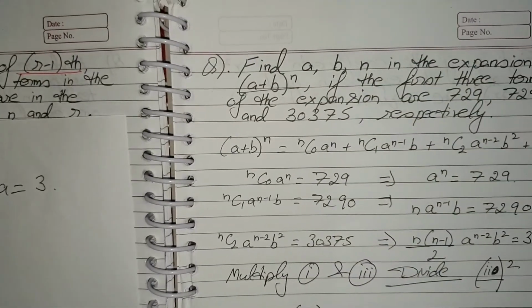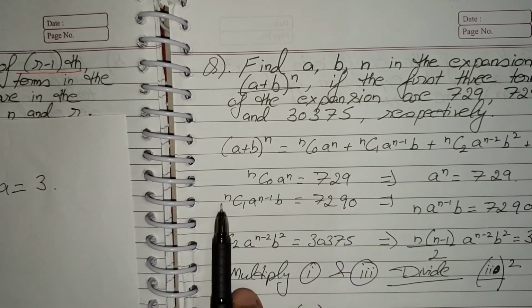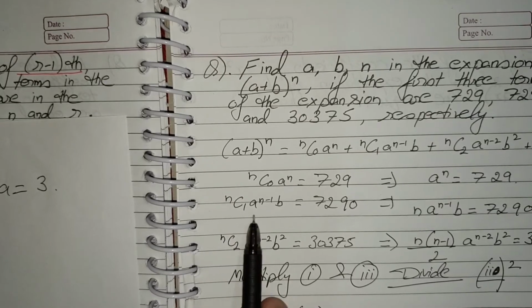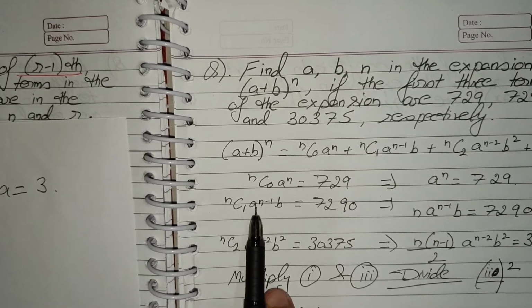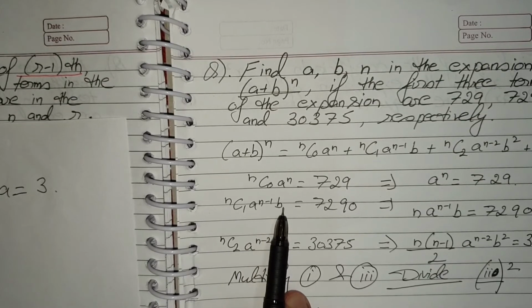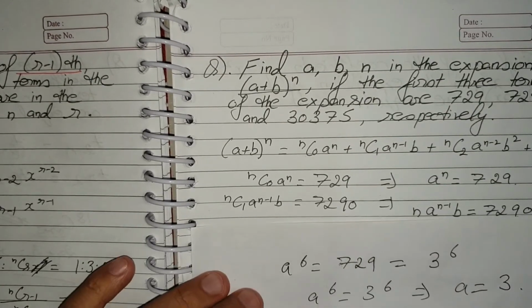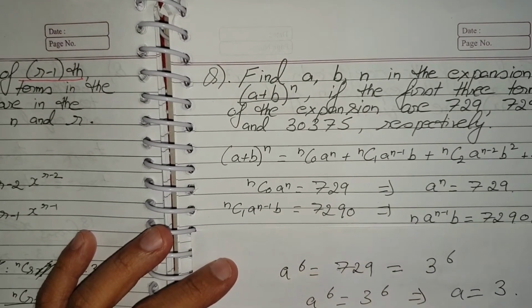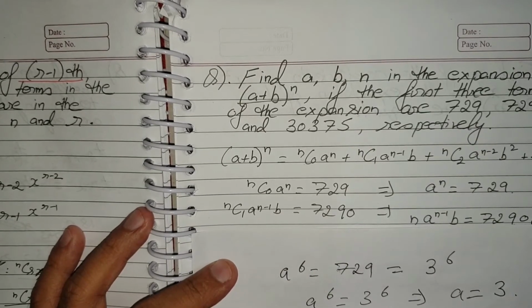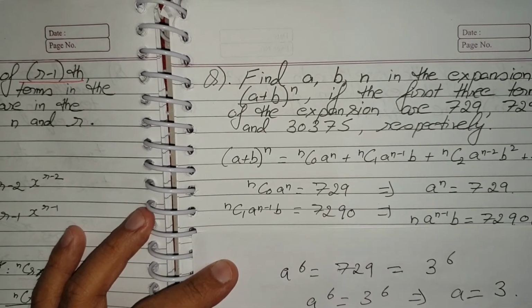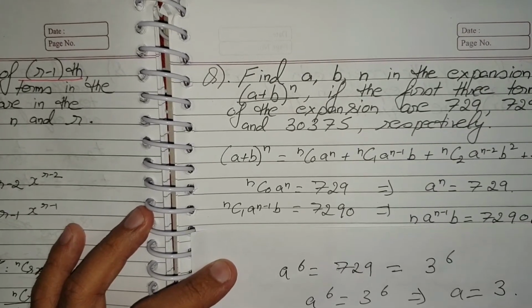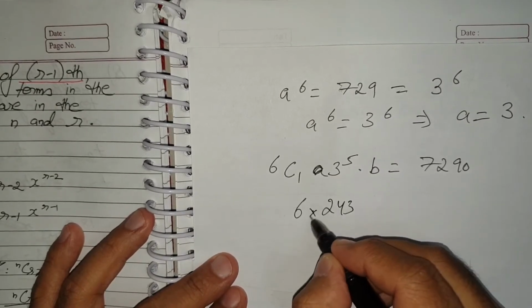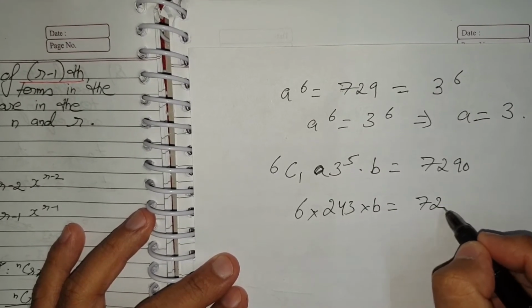Now see from equation 2. We have to find b now. So this is nC1, n is 6, so 6C1. A is 3, so 3 to the power 6 minus 1 times b equals 7290. So I am writing it over here: 6C1 a to the power 6 minus 1. A is 3, so 3 to the power 6 minus 1 is 5, into b equals 7290. Now 6C1 is 6, 3 to the power 5 is 243, into b is 7290.